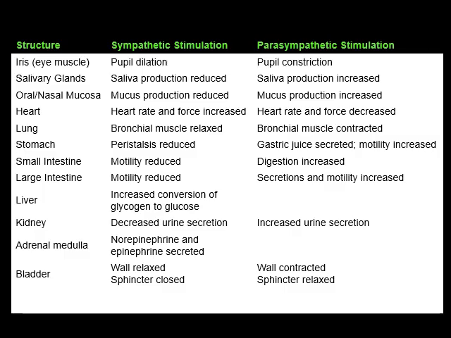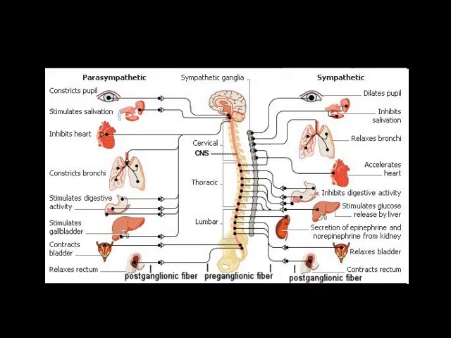So here's a nice summary of the various body structures and how they're affected by both sympathetic versus parasympathetic stimulation. And this does a really good job of pointing out how the parasympathetic nerve fibers arise from the cranial portions of the medulla, as well as the sacral regions of the spinal cord, and the various organs that they innervate and the responses that they mediate, whereas the sympathetic nerve fibers arise from the thoracic and lumbar regions. You see the synapse in the sympathetic trunk, and then it shows the various organs and responses mediated by the sympathetic fibers.